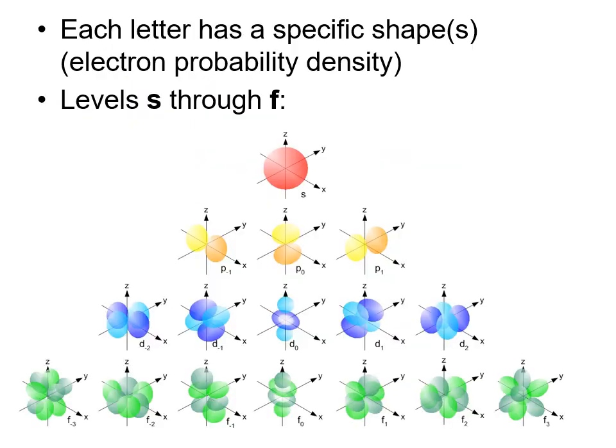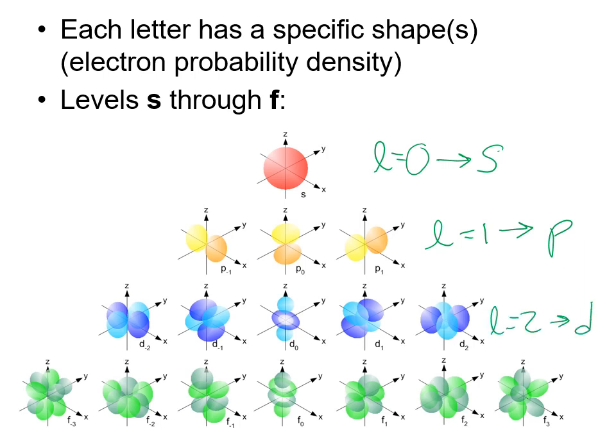Each letter has a specific shape. So remember that we had our S shape, which was an L value of 0, which we're now going to call, so if L equals 0, we're going to call that S now. If L equals 1, we're going to translate that to be a P. And if L equals 2, we're going to translate that to be a D. And if we had an L value of 3, we're going to translate that to be an F. But again, we don't really see those Fs very commonly.